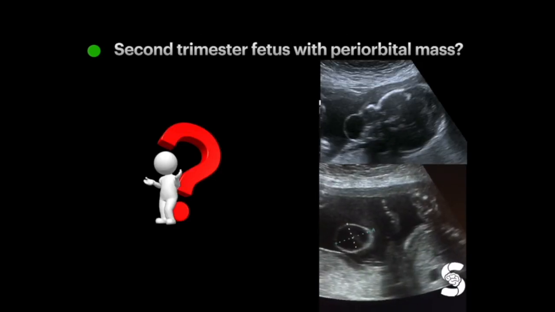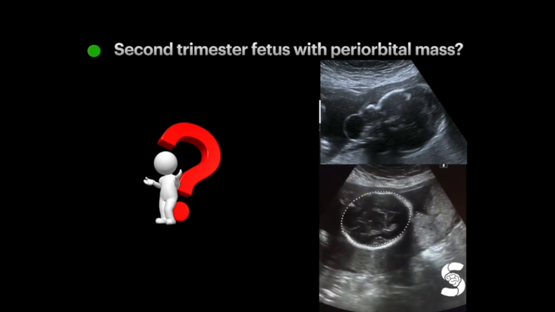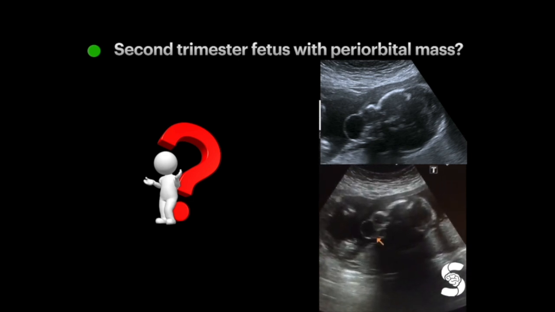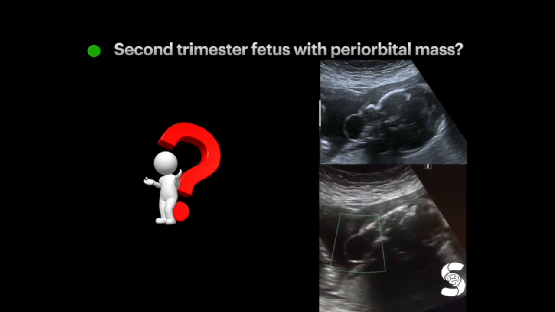We performed a second trimester ultrasound examination for the mother of this baby. There is a cystic mass at the nasal area, just on the medial side of the orbit, between the nose and the orbit.